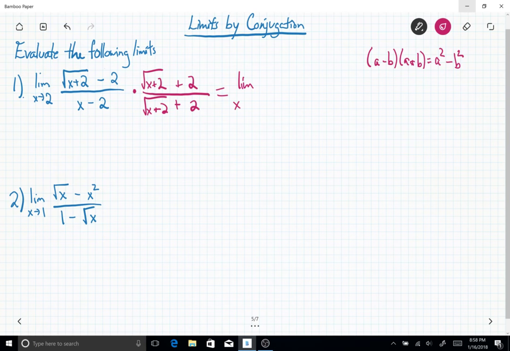So now what happens is you get the limit as x approaches 2 of, well, so it becomes a square root of x plus 2, that quantity squared, right? Because that's our a essentially. So that becomes just x plus 2, and then minus, and I'll just write it out as 2 squared for right now, but the denominator is a little bit nastier. You get x minus 2, and then you have square root of x plus 2 plus 2. Okay.